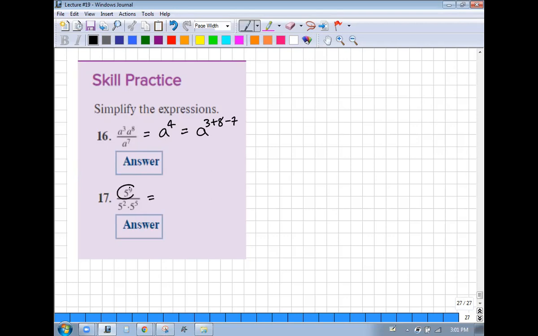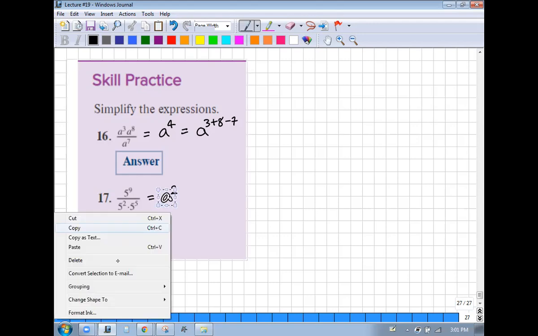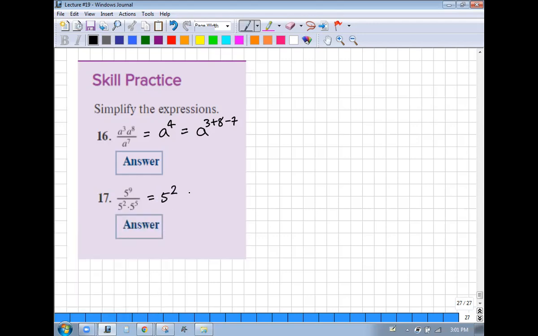Here we have 9 5s on top, and then we have 7 on the bottom. So 9 minus 7 is 2. This is not a squared, it's 5 squared. Why is that? Well, we have 9, and then we're dividing by 2 and 5. Dividing is subtracting the exponent. All right. So if it's on the bottom, it's a negative exponent. If it's on the top, it's a positive exponent.